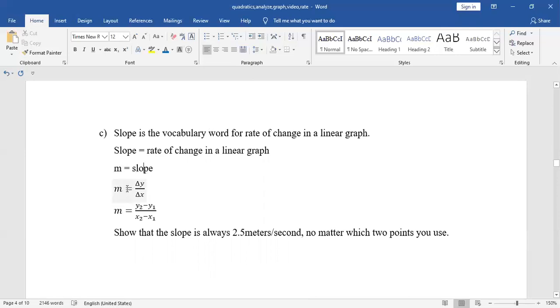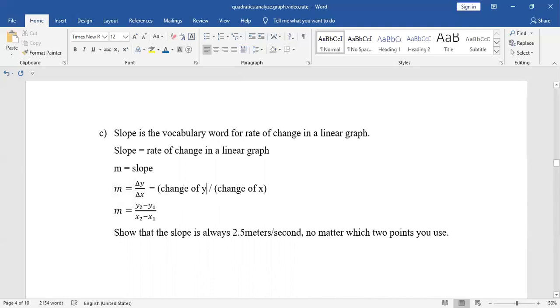So the formula for slope, which you should know because you should have already learned this, is change of y over change of x. That triangle is the math symbol for change. So this is equal to change of y over change of x. That's what the triangle symbol means, change.